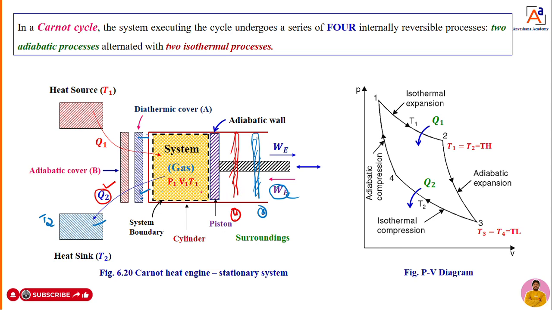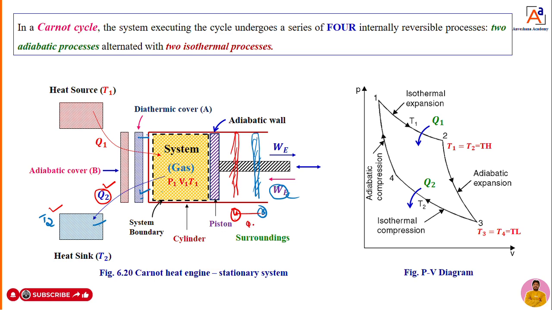During compression, heat is generated. That heat is rejected to the heat sink at a constant temperature, which we can call T2. The amount of heat transferred is Q2. That process we can call an isothermal compression.